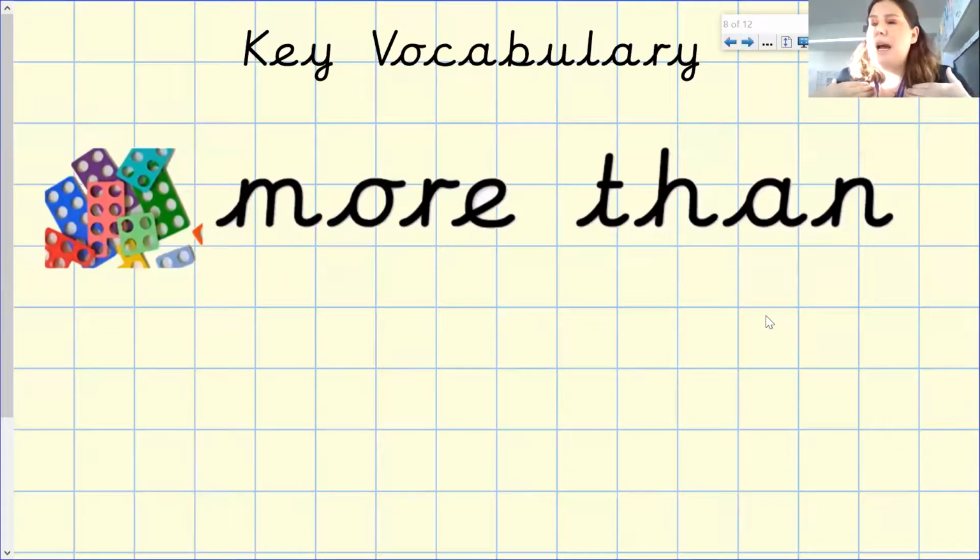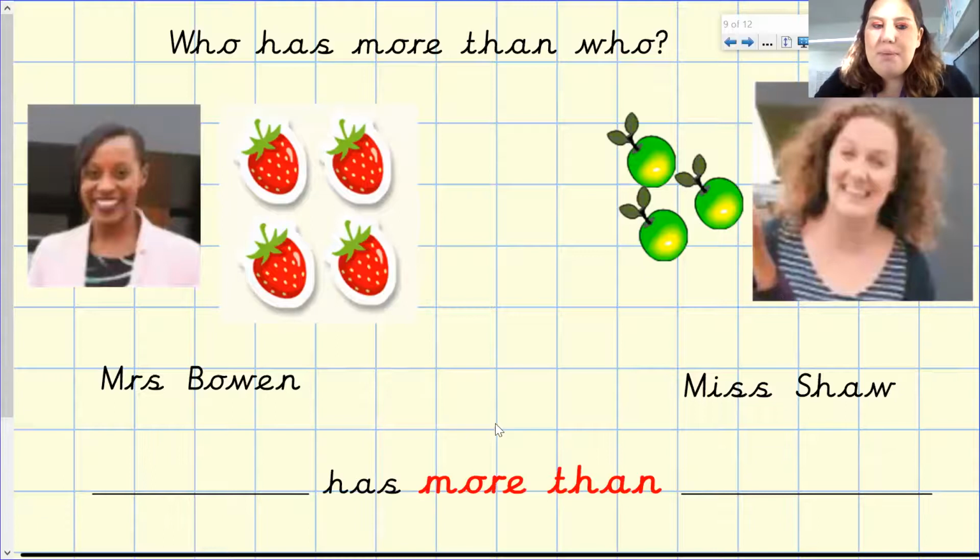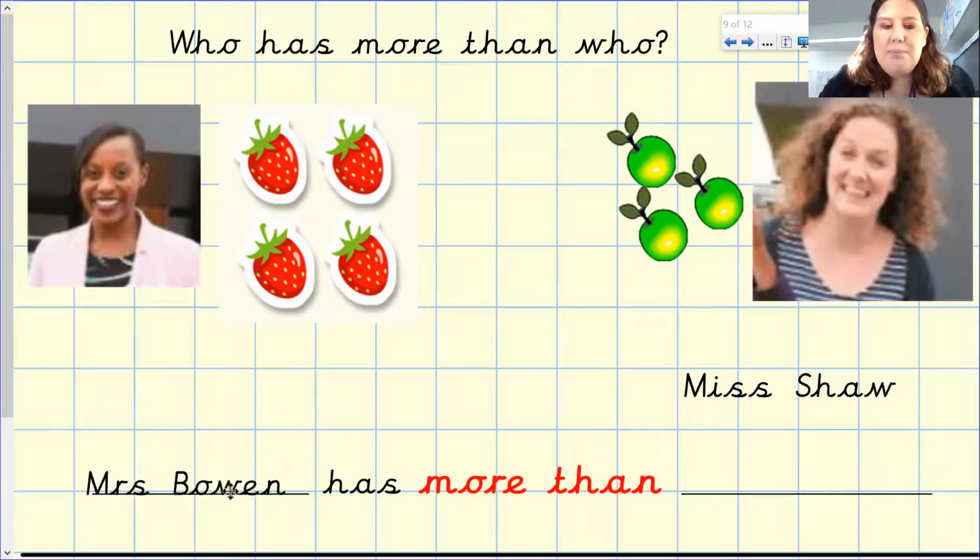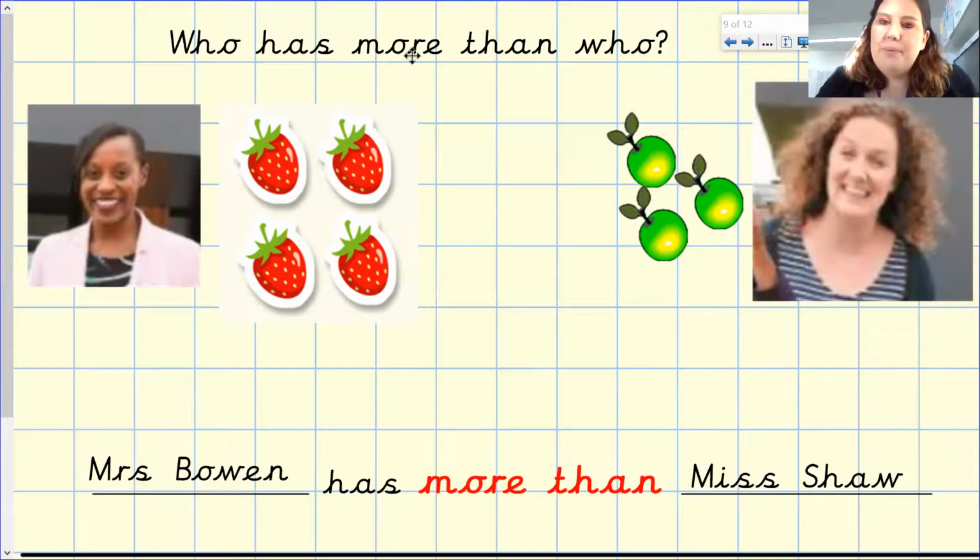The next key vocab is more than. This time we are looking for the person who has the most. So let's have a look. Mrs. Bowen has 1, 2, 3, 4 strawberries. Miss Shaw has 1, 2, 3. So who has the most? Well done. Mrs. Bowen has more than Miss Shaw.